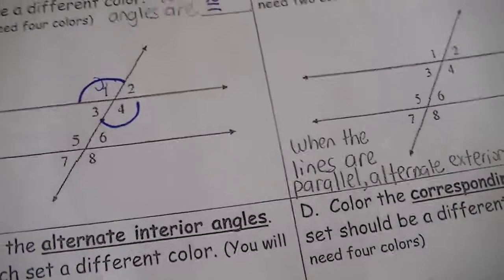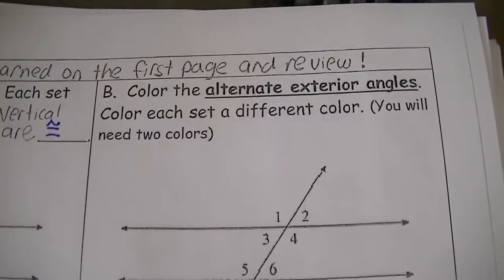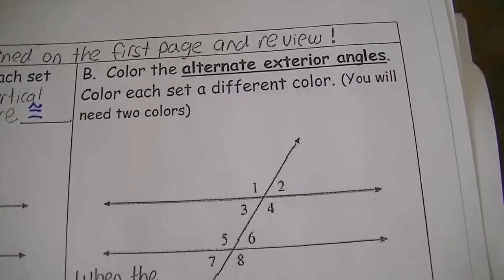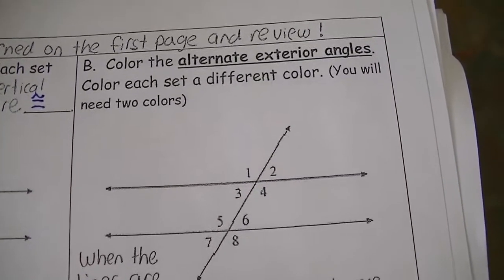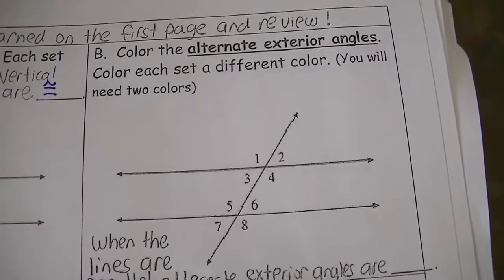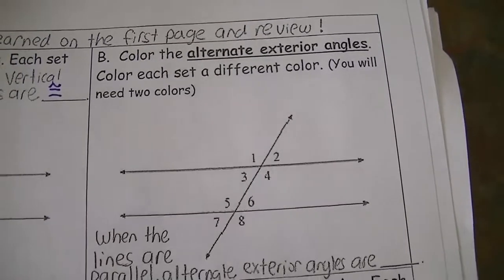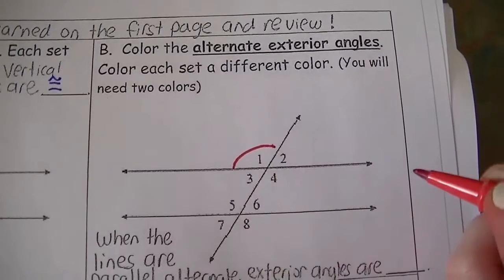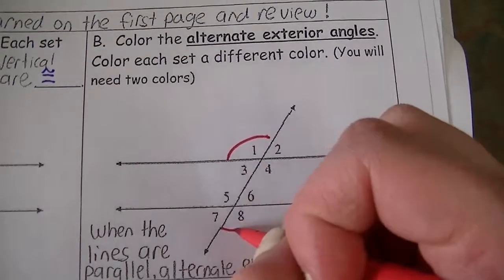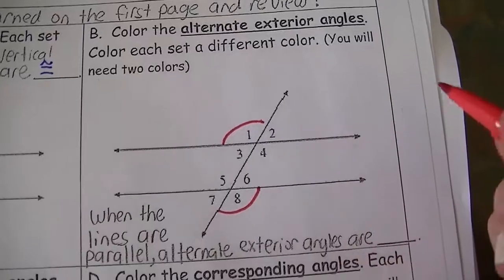The next question requires you to color the alternate exterior angles. Color each set a different color. You're going to need 2 colors. So I'm going to go ahead and show you one of them. Remember, alternate exterior angles, that's just like on the first page. Here, I'm going to pick this one. Its alternate exterior angle would be 8. Grab another color, finish that off.